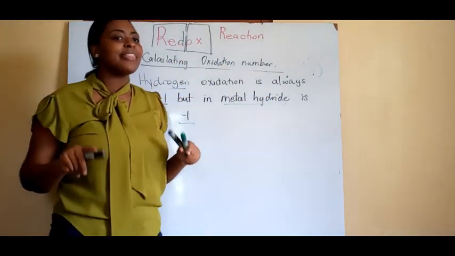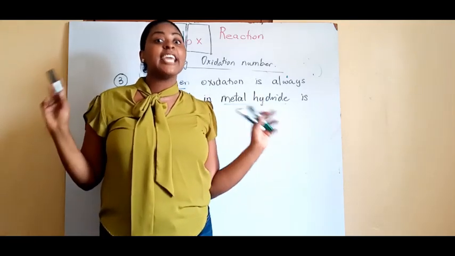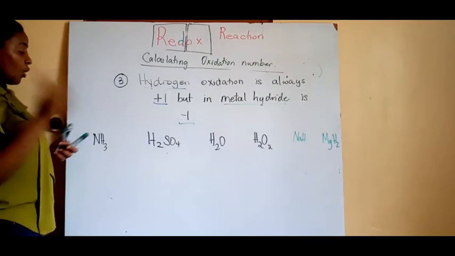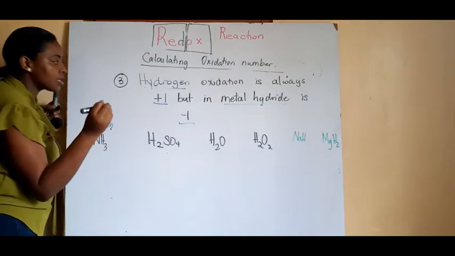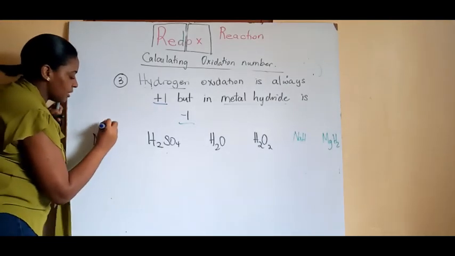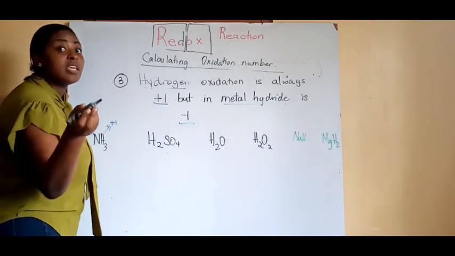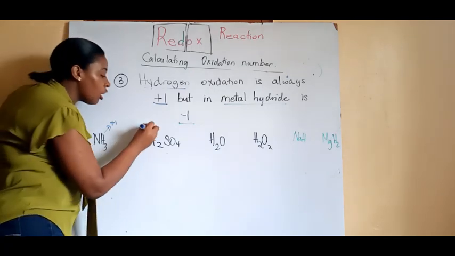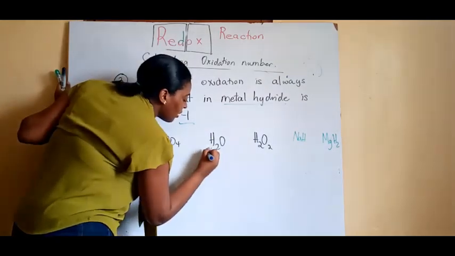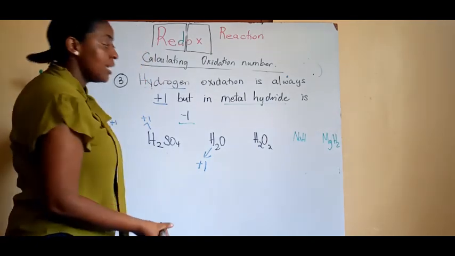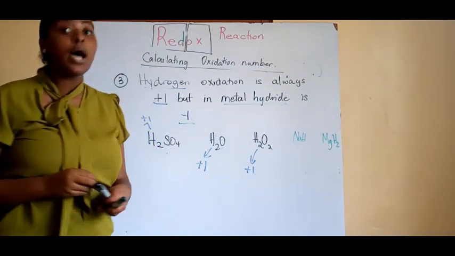In metal hydride, the oxidation number of hydrogen is going to be negative 1. Example. What do I mean by this? In ammonia, because it's not combined with a metal, the oxidation number of hydrogen is going to be plus 1. In sulfuric acid and all other acids, the oxidation number of hydrogen is always going to be plus 1. In water, the oxidation number of hydrogen is plus 1. In hydrogen peroxide, the oxidation number of hydrogen is plus 1.